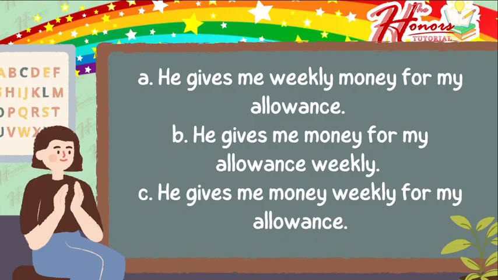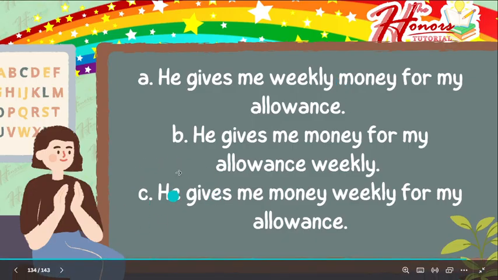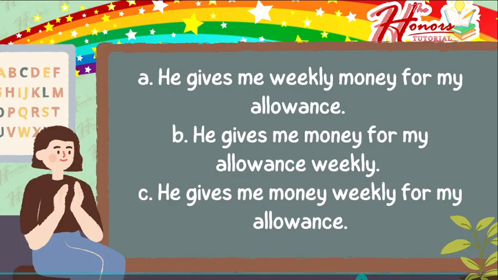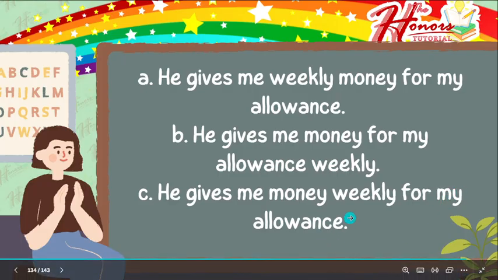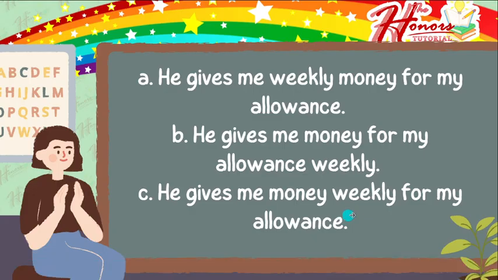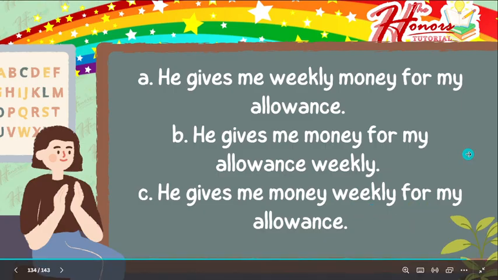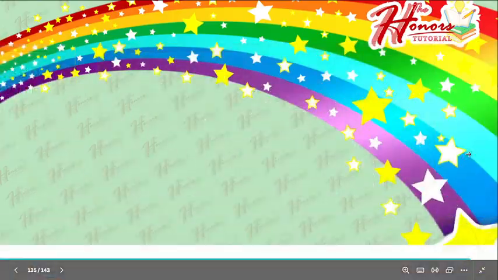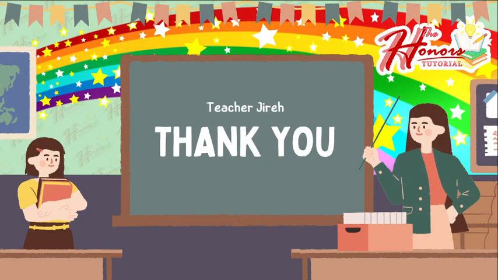Alright, very good. So the correct one is letter C. He gives me money weekly for my allowance. So again, you need to follow the order of adverbs, MPFTP. The adverb of frequency, which is weekly, should come before the adverb of purpose, which is for my allowance. Very good. So now, out of 5, how many correct answers did you get?